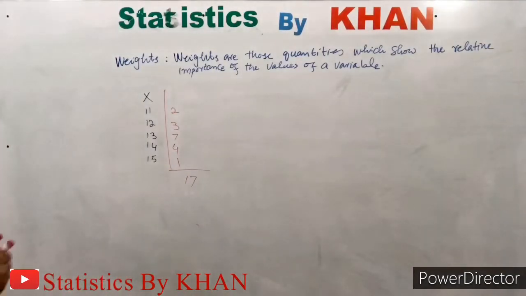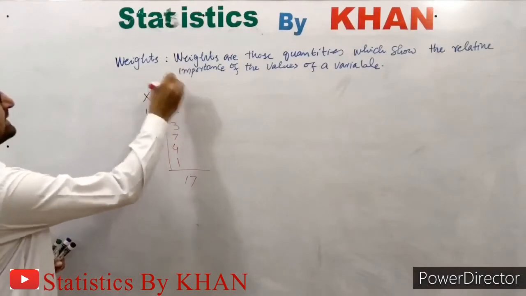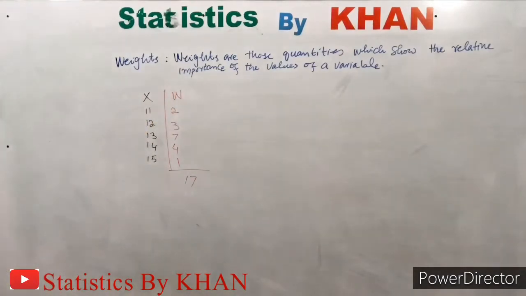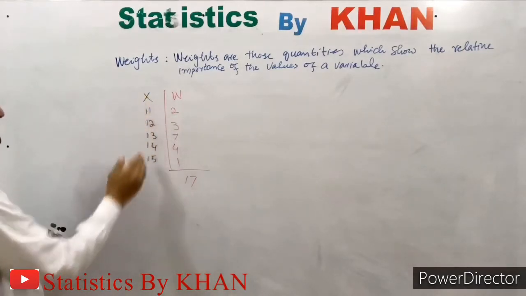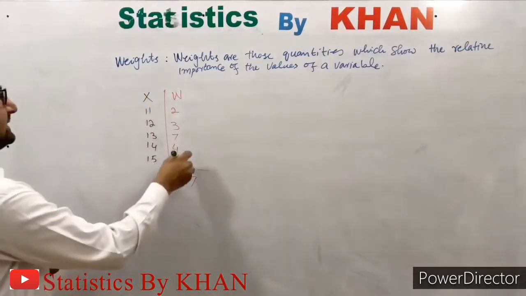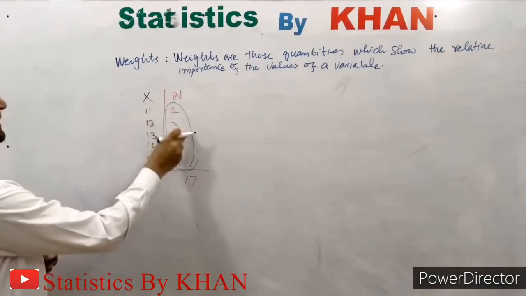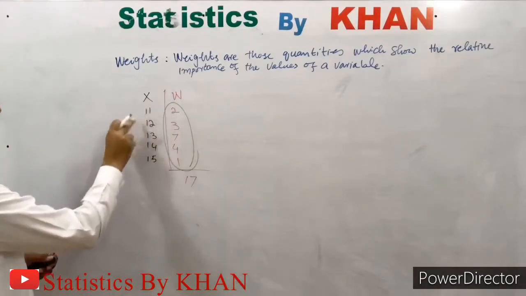So now, this is the W column. What does this W show? It shows the relative importance of each value of the variable. In statistics, these are called weights. Weights of what? Weights of the values of the variable.